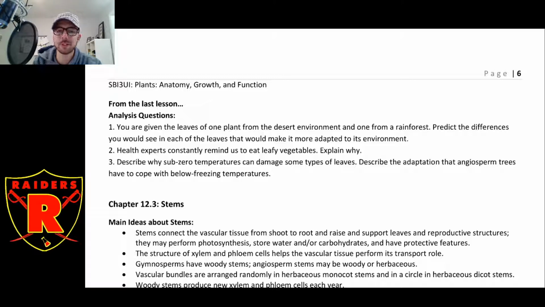So the quiz that's coming up this Friday is going to be based on last lesson, which wasn't included on the previous summative quiz, and it's also going to include today's lesson on stems and roots, and then Wednesday's lesson on transport in plants.